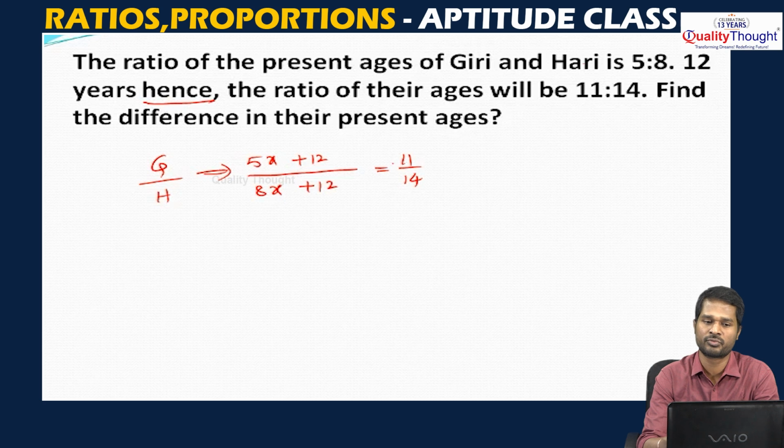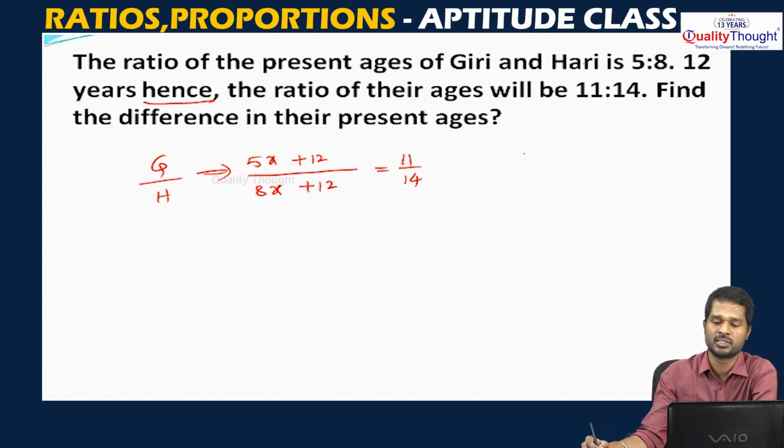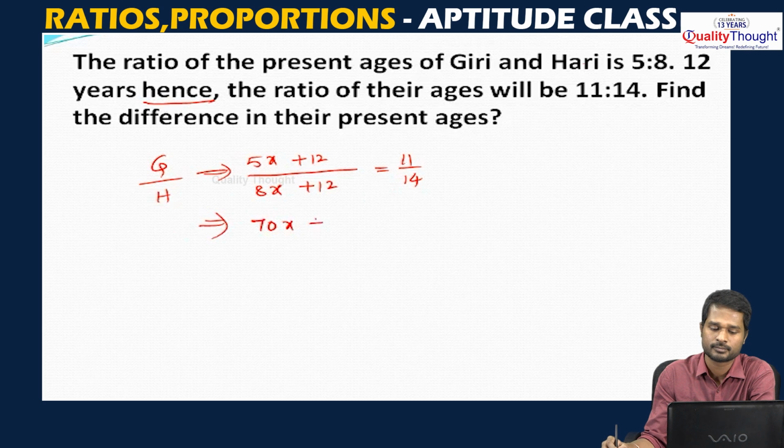This type of question was already solved, where two numbers are in a ratio and 9 is subtracted from both the numbers; here we added. So Giri's present age is 5x, Hari's present age is 8x. 12 years hence means after 12 years. So (5x plus 12) by (8x plus 12) is 11:14. We need to find their present ages, but before that let's simplify this. 14 5s are 70x, 12 14s are 168. This is 11 8s are 88x plus 11 2s are 22, 11 12s are 132.